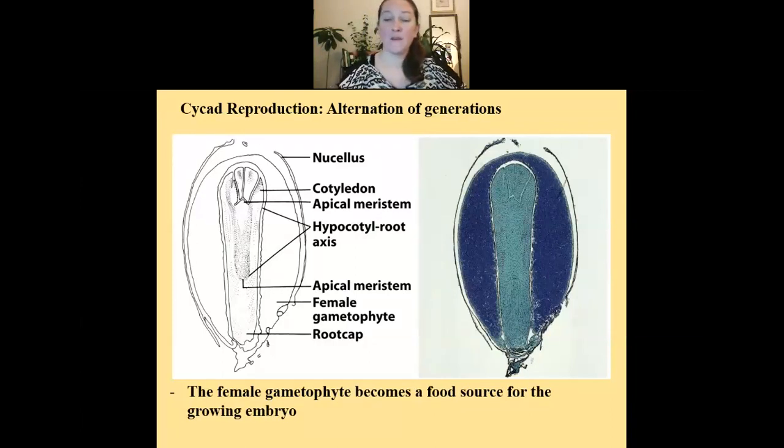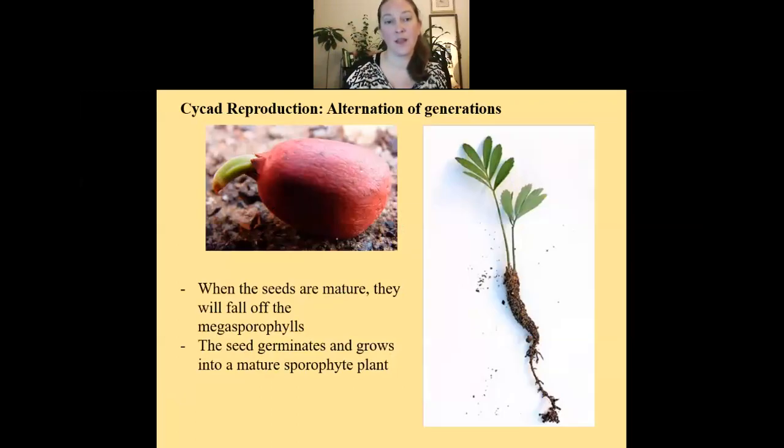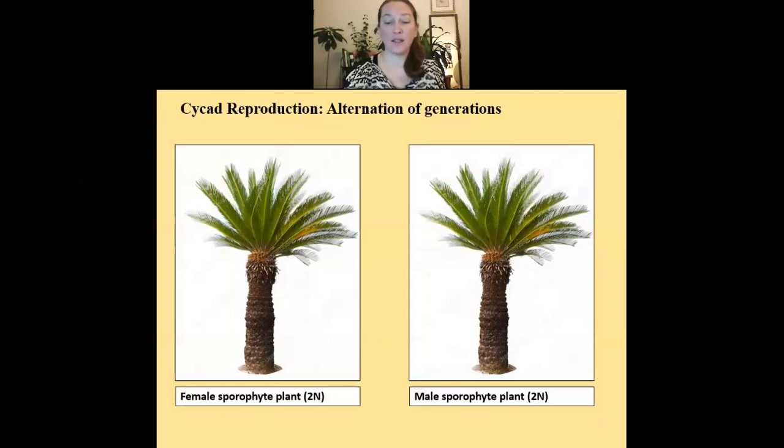Eventually, once the embryo is large, so here's an example. This is what the seeds look like. Each of these seeds has an embryo inside. Those seeds are going to mature on the sporophylls of either strobilus or fertile crown. And when the embryo gets large enough, the seeds will fall off, and the embryo will come out of the seed, germinate and grow into the new sporophyte plant. So that is the cycads. We've covered them now. We're finished with them now.